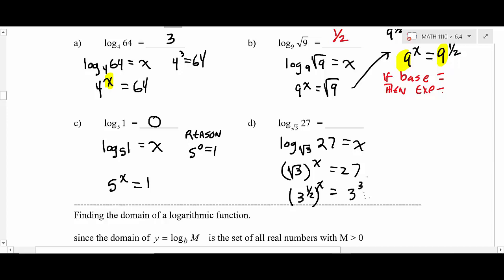See, what you're wanting to do is apply this property. If the bases are the same, then the exponents are the same also. That's the idea. So what you would do here is multiply these exponents. So that's going to give you 3 to the 1/2 x is equal to 3 to the third.